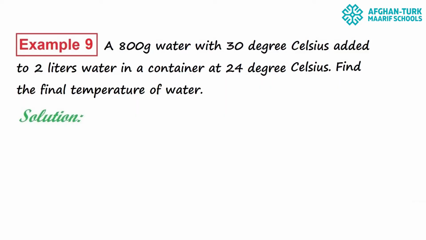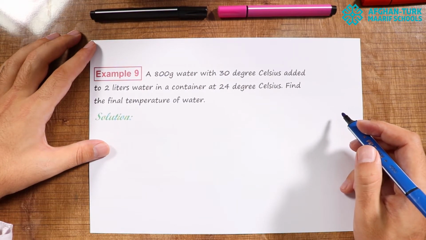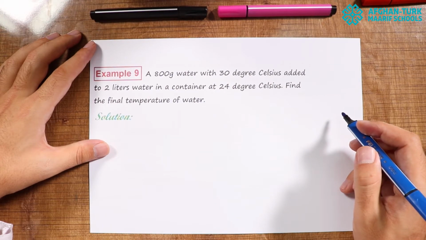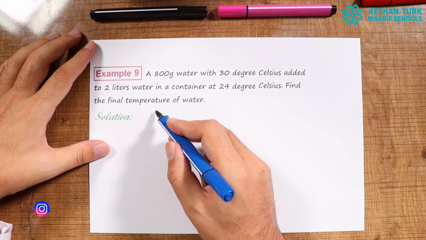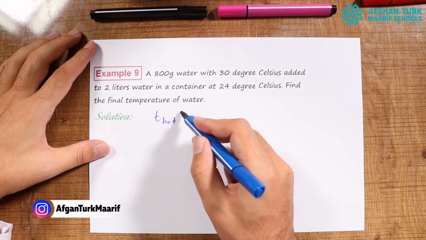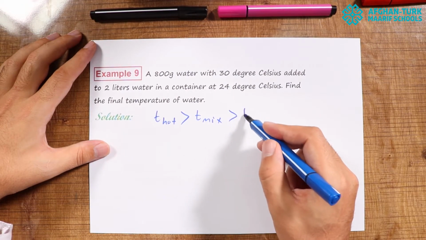In the ninth question, there are 2 cups of water with different masses and temperatures. We will find the final temperature of them when we mix them. We will equalize them to each other with a basic logic. But first of all, we need to put them in order regarding their temperatures. It must be in this order: T hot greater than T mix, and that's greater than T cold.